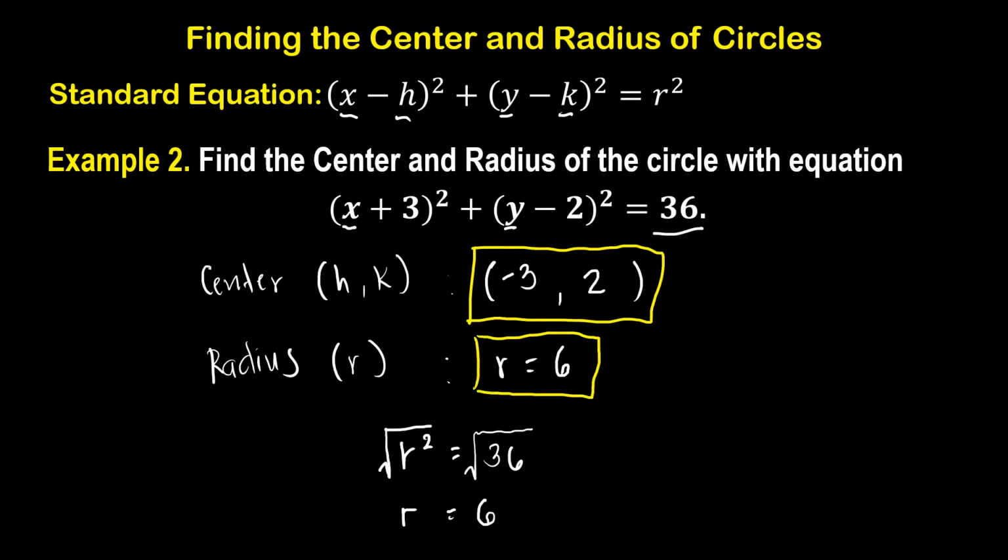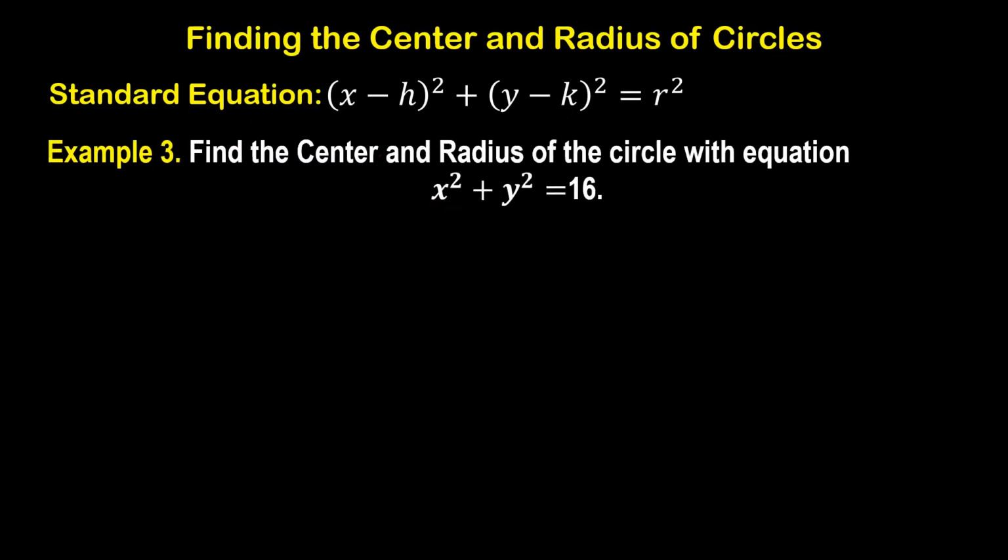Now let's proceed to our third and last example. For our third and last example, find the center and radius of the circle with equation x squared plus y squared is equal to 16. Again, the center of the circle is the coordinates (h, k). In this particular example, there are no values of h and k, so our center is at (0, 0), or we can say that our center is at the origin.